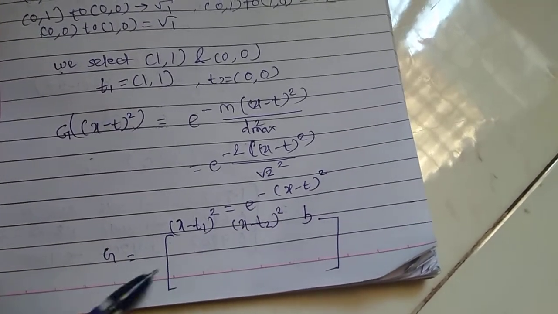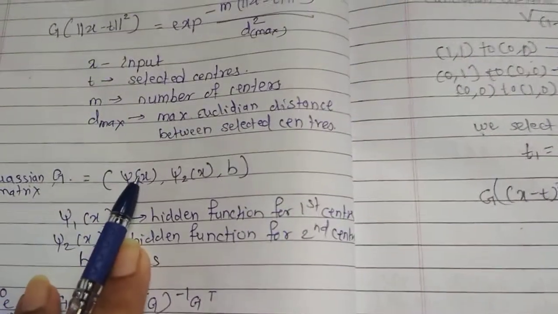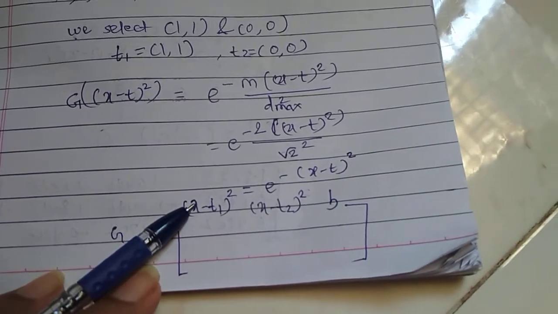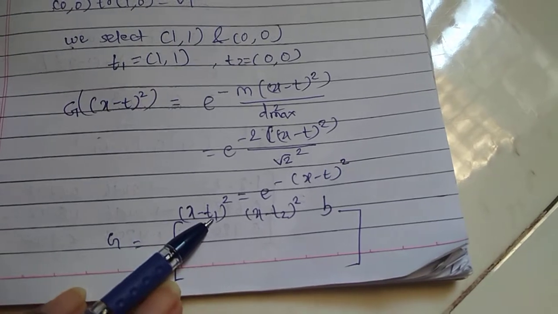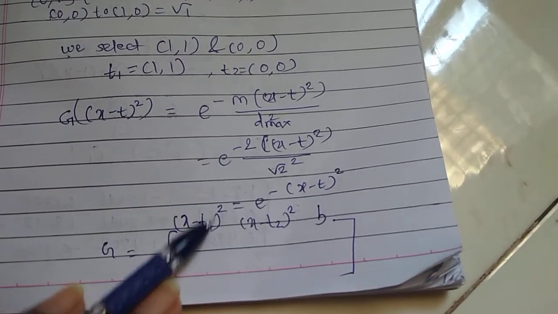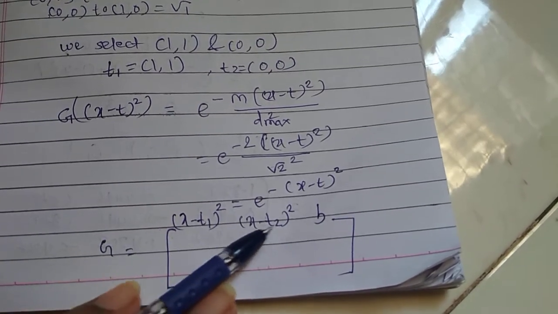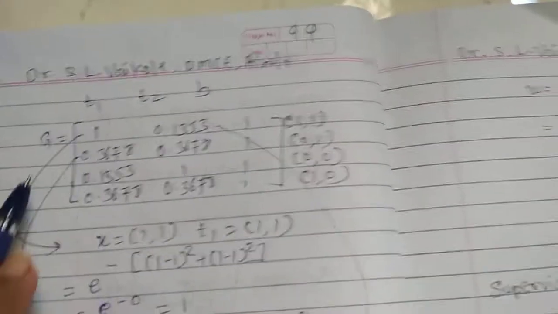Now the Gaussian matrix is designed as we have seen here: first center, then second center, then bias. So here first center means, according to this formula, e raised to minus of x minus t1 square, e raised to minus of x minus t2 square, and the third column is reserved for the bias. Now we'll see how actually these values are calculated.